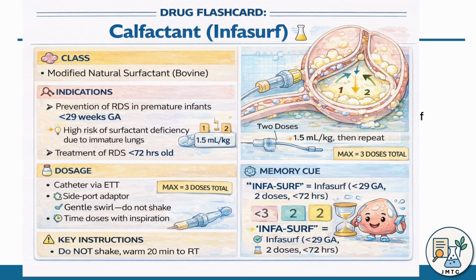Question, for prophylaxis, which infants are indicated to receive Infasurf? So, ibang table to, no? Yung unang table natin. This is for premature infants less than 29 weeks gestational age at high risk for RDS. Another question, what is the standard initial dose naman for Infasurf? This is 3 ml per kilogram delivered over 2 doses.